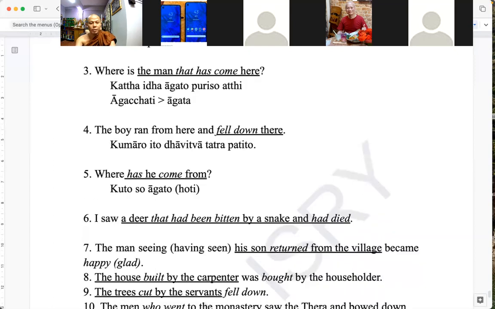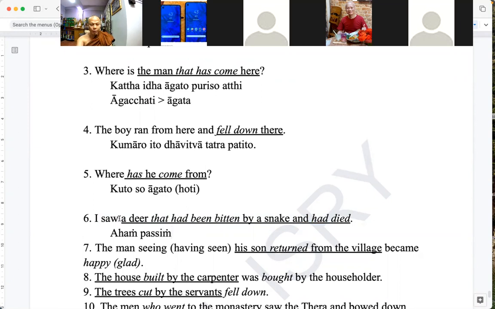Now next, number 6. I saw a deer that had been bitten by a snake and had died. So actually the main sentence is "I saw a deer." I mean, "ahaṃ." Saw means the same past tense singular, we know that.